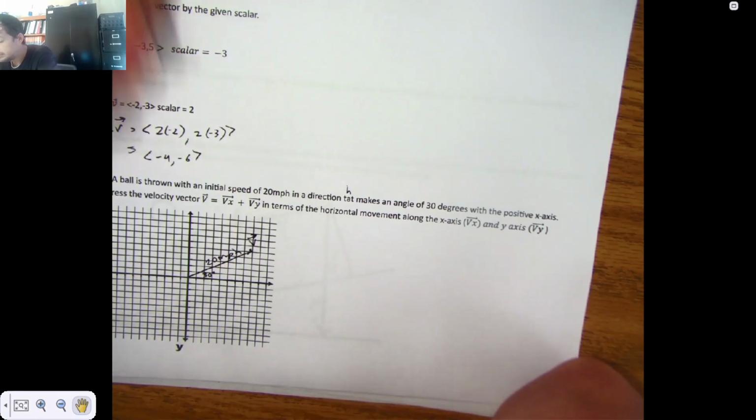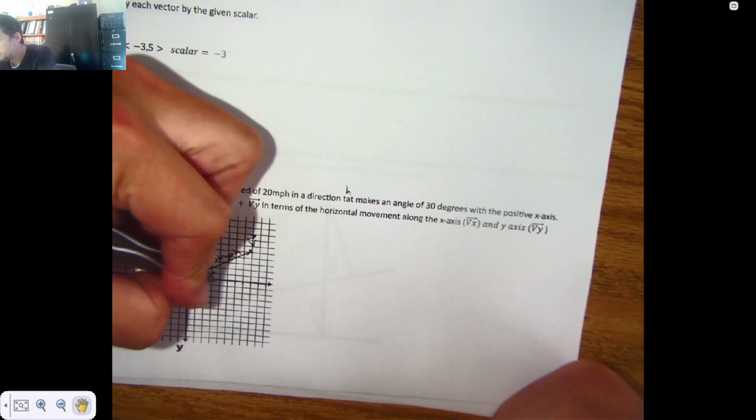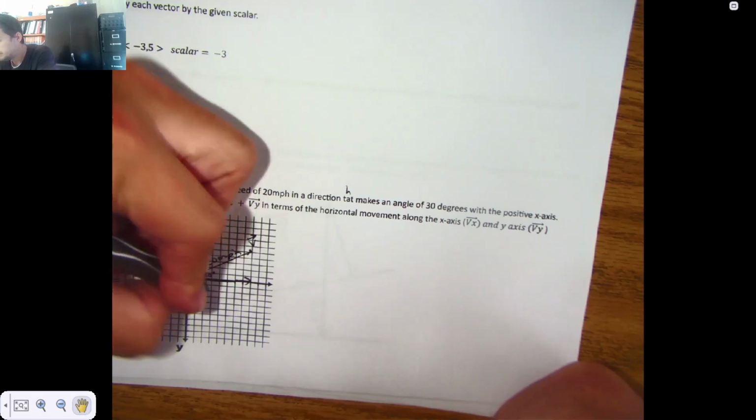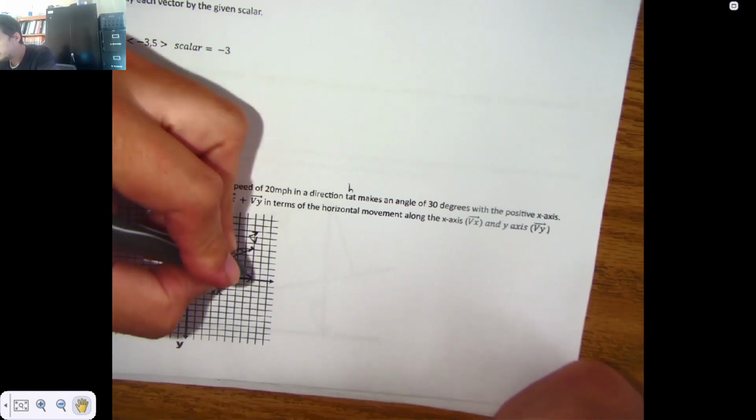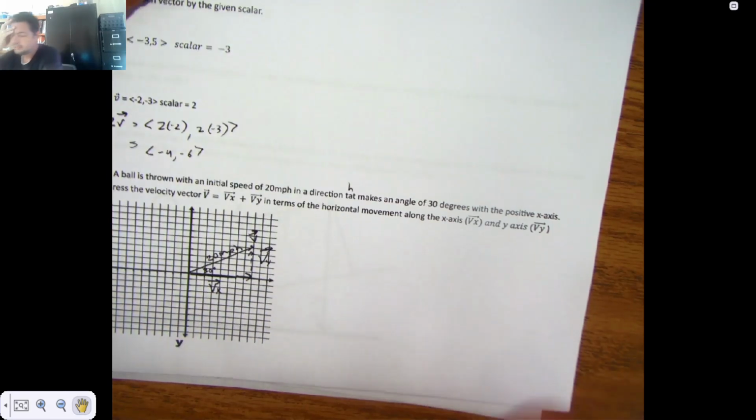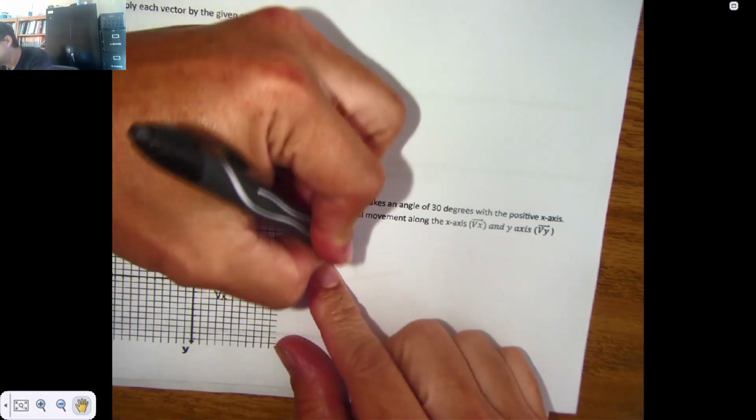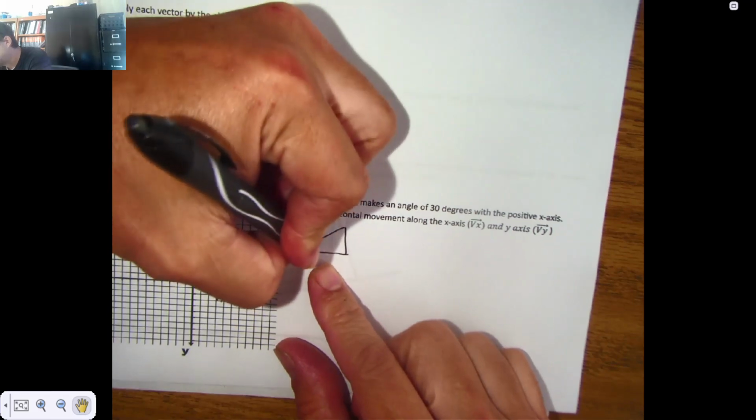Now this is vector v, and it's actually made of two components. It's made up of a horizontal component, which I'm calling v of x, and a vertical component, v of y, and your job is to find those. You do that with trigonometry. I'm actually going to do it two ways. I'm going to do it using the 30-60-90 theorem, and I'm going to use trig.